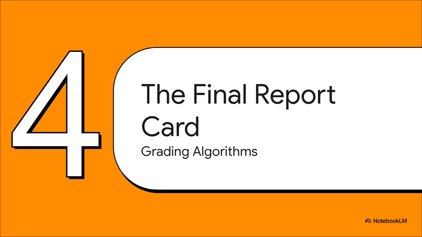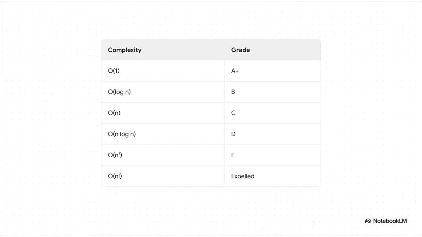So that's a lot of different letters and numbers and curves. How are you supposed to remember all of them? Well, I find the easiest way is to think of it like a report card you'd get in school. It's a pretty simple grading system. O of 1, constant time. That's an A+. Straight A's, best in class.